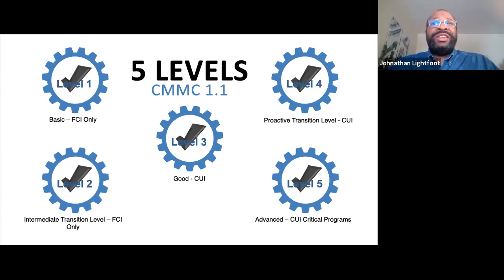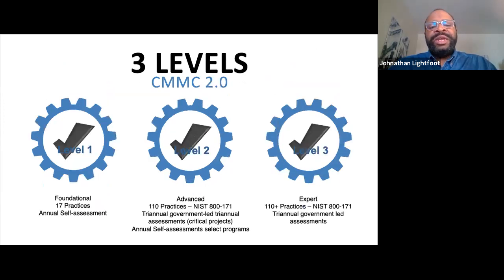Then you had your level 3, which I consider good. To achieve that enabled you to have access to CUI, or controlled unclassified information. Then there was another transition level called level 4, which was proactive transition, where you were still working with CUI. However, it had a little more controls and standards around it. So you would work towards that with the ultimate goal for some companies of getting to your level 5, which was the advanced. And these were programs that were able to handle what they called CUI critical type projects. All right, so that was the old system. We had 5 levels. Layla, can we go to the next slide?